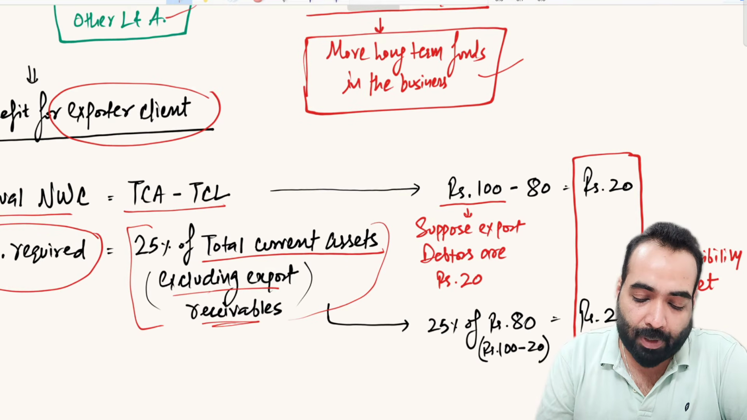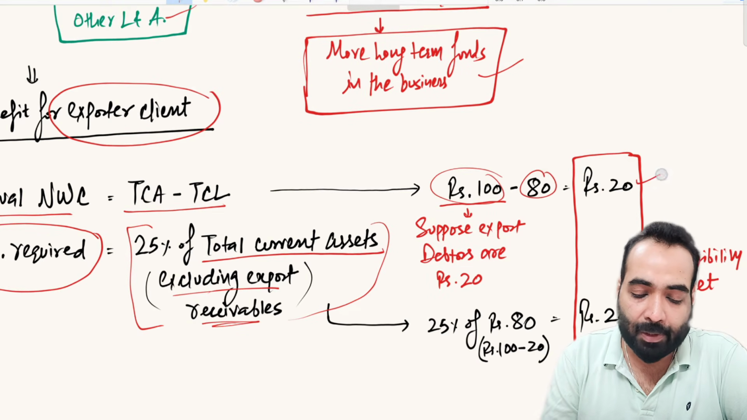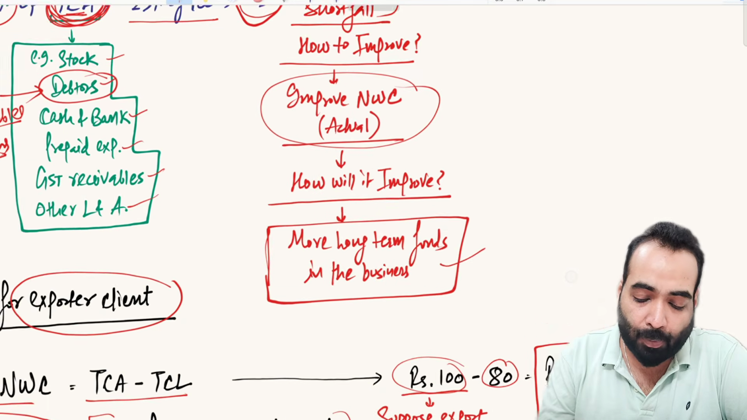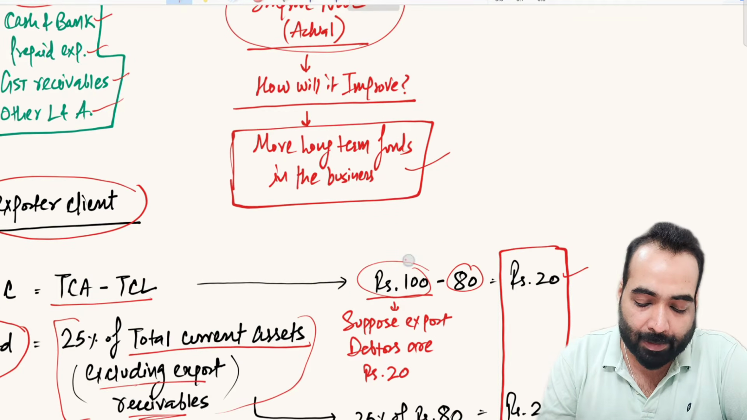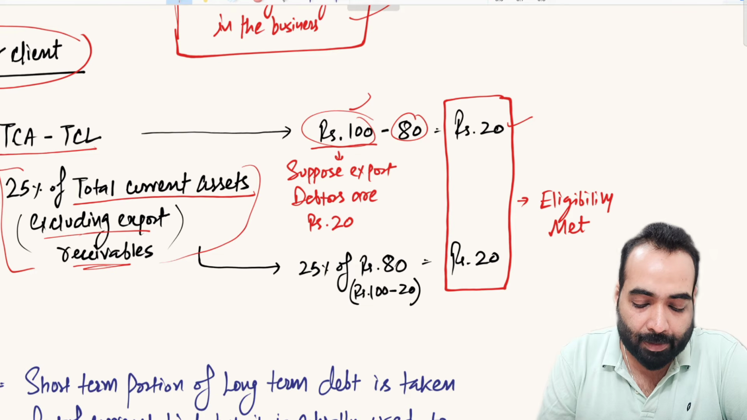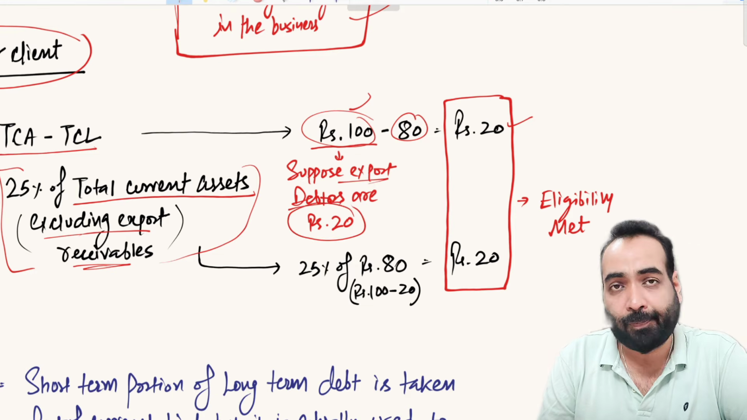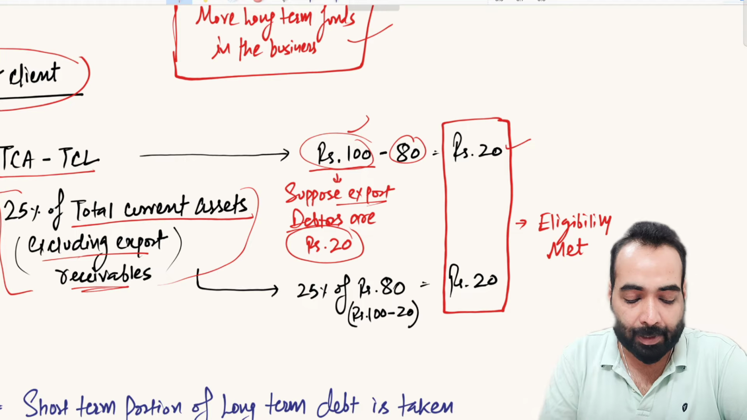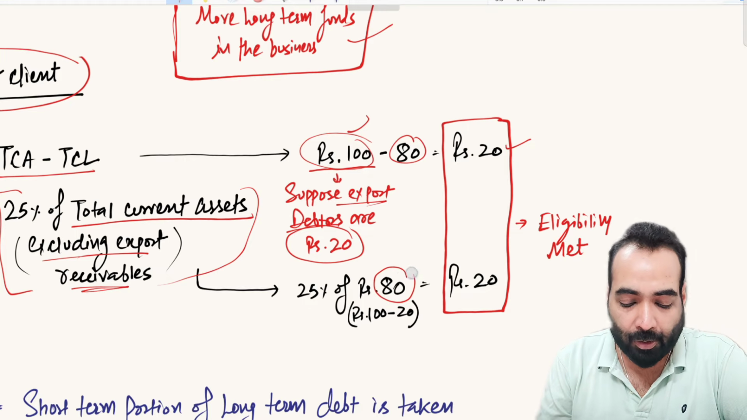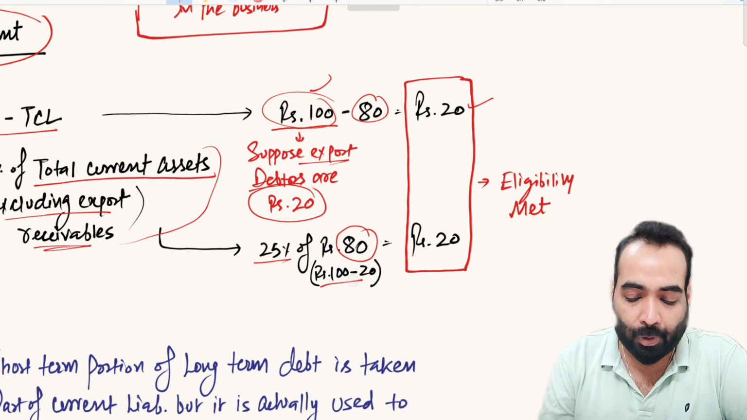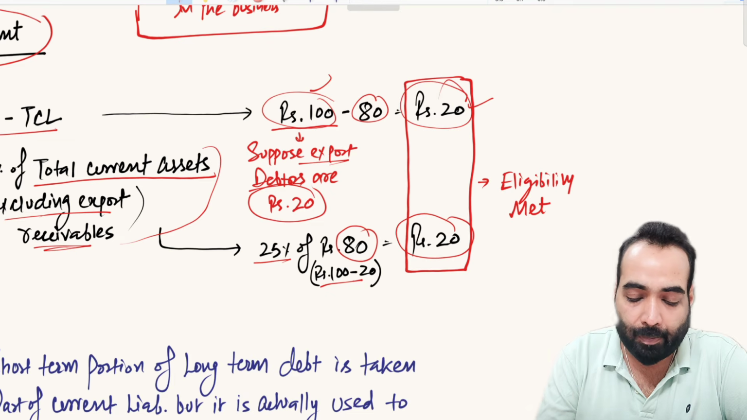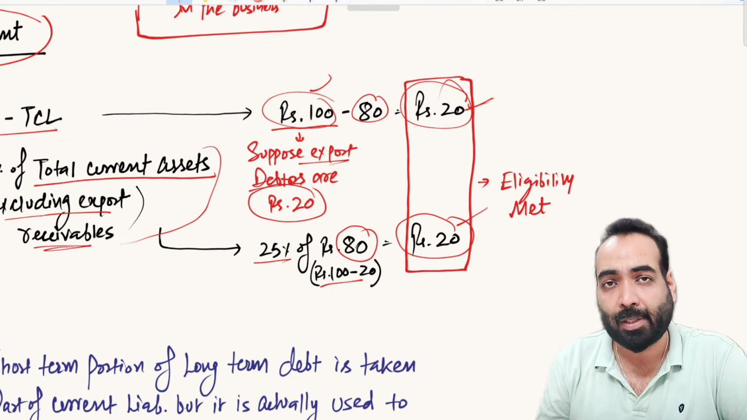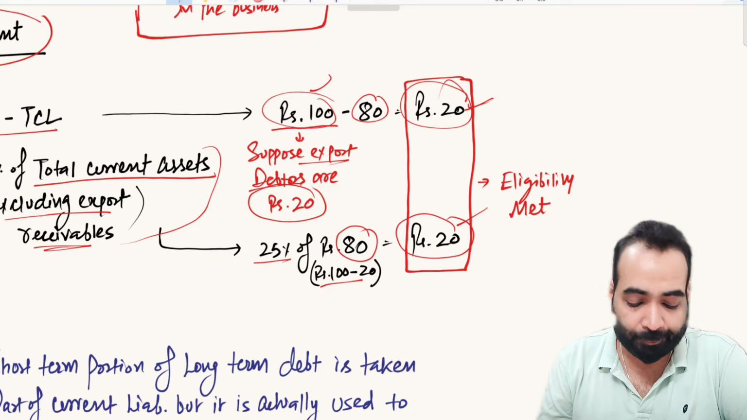Suppose your 100 rupees minus 80, 20 rupees, was your NWC like here. And suppose out of these 100 rupees total current assets, export debtors are rupees 20. So you deduct 20 rupees from 100 rupees, and you come to the figure of rupees 80 net current assets after deducting export receivables. You do 25% of rupees 80, you come to rupees 20, and your eligibility is met. So this is the benefit given to the exporter by the government in this formula.